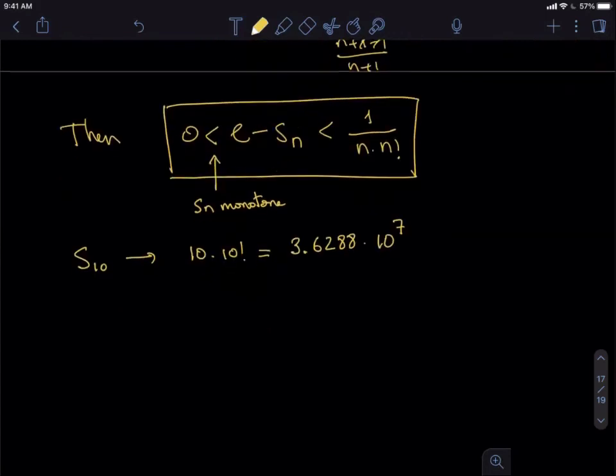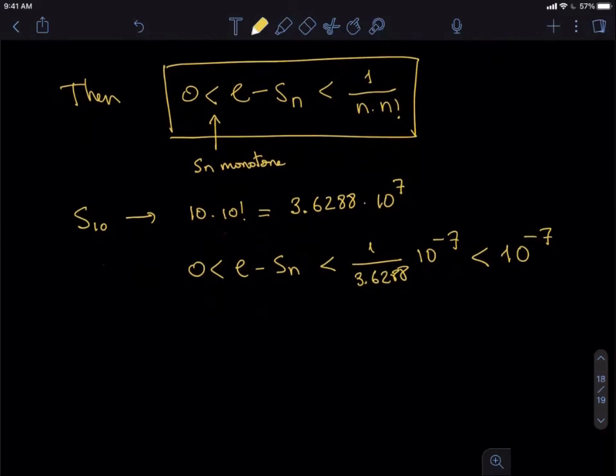But if I divide, that means that if I add 10 terms of the partial sum, I'm getting an error less than 10 to the minus 7. So that's really good. I think for most engineering purposes, you don't really need more decimals than this. I think you can put a satellite in Mars with this accuracy, but don't take my words for that.